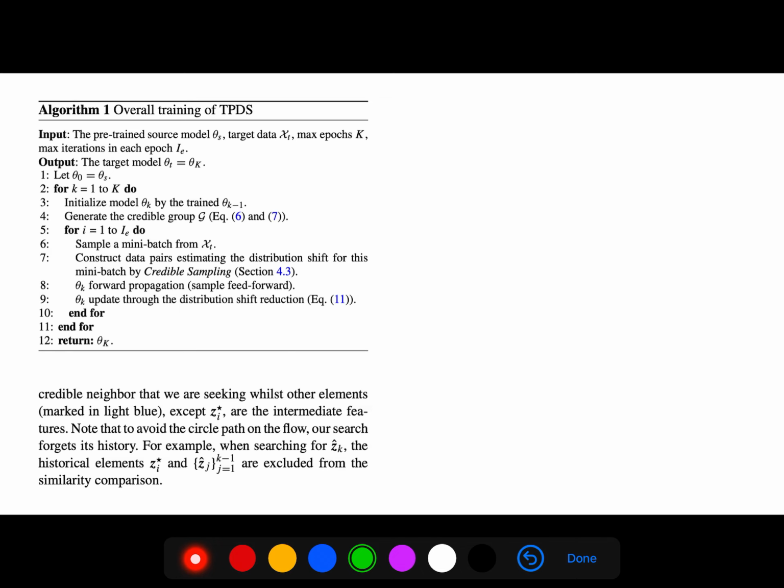So we are given the pre-trained source model and target data, and then we go through two nested loops. First, we initialize the model with the trained weights of the previous step. Then we generate the credible group. Then we sample a mini batch. We construct data pairs, estimating the distribution shift by credible sampling. Then we do forward propagation. Then we update through the distribution shift reduction.